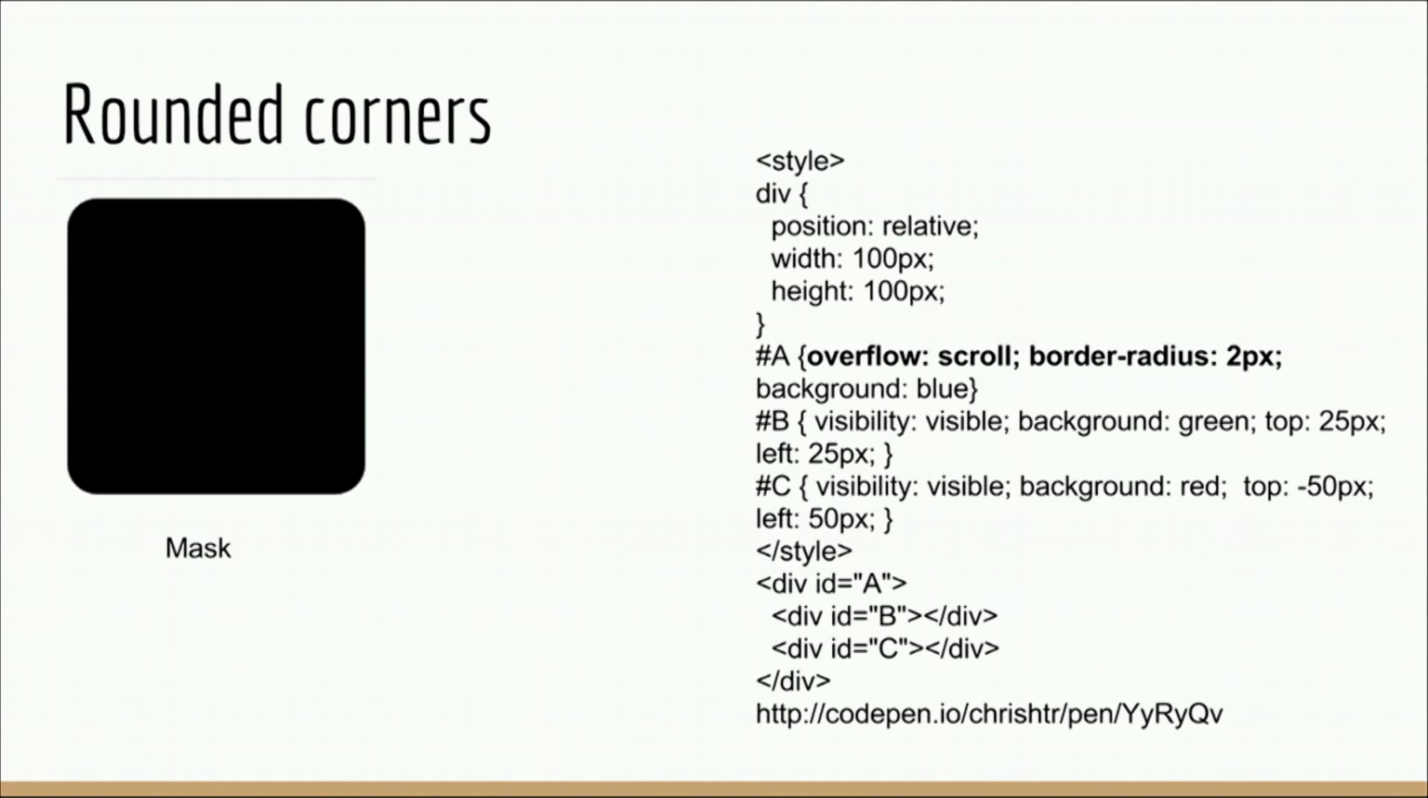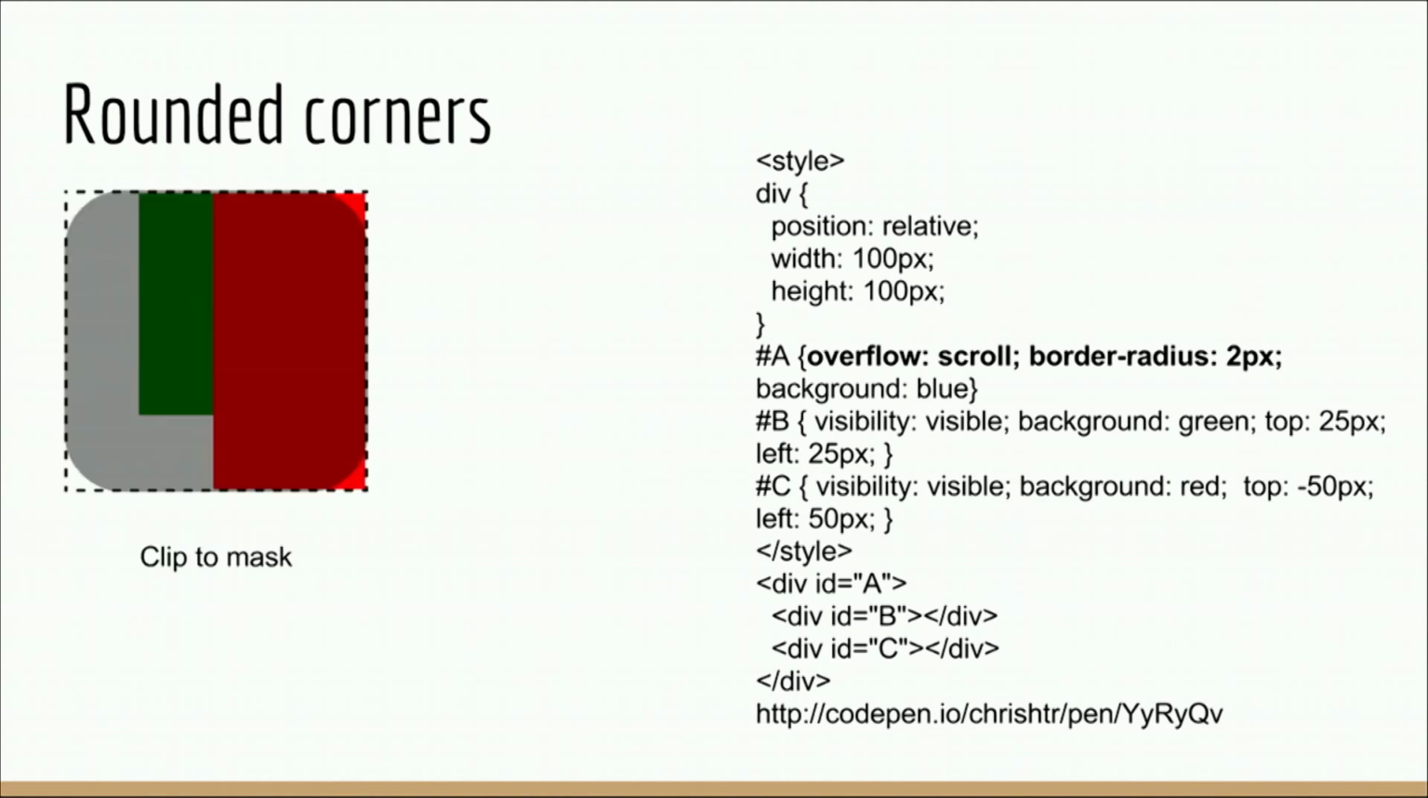an image that's black where you're allowed to draw the pixels from the children, and white where it's clipped out, or the opposite. You just have to choose one of the two. And then you intersect the clipped thing for the children, the bitmap for the children, with the mask, and the result is that you have rounded corners.